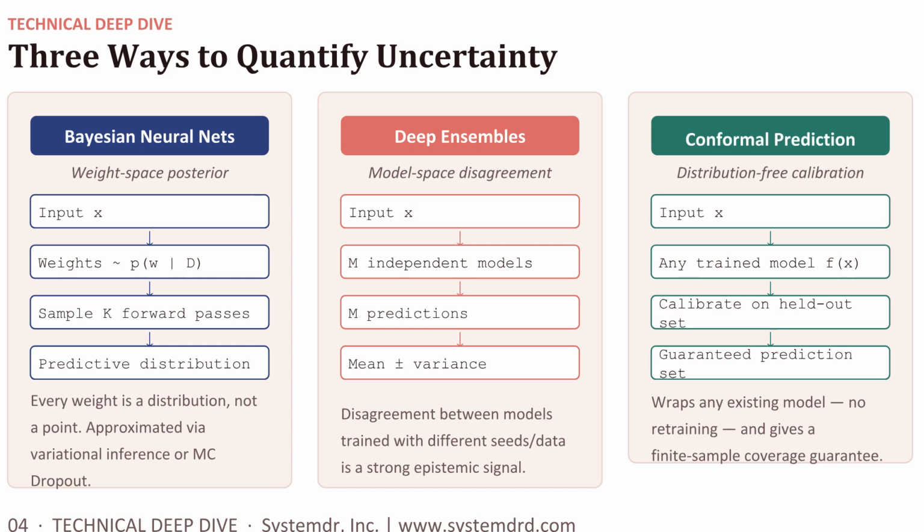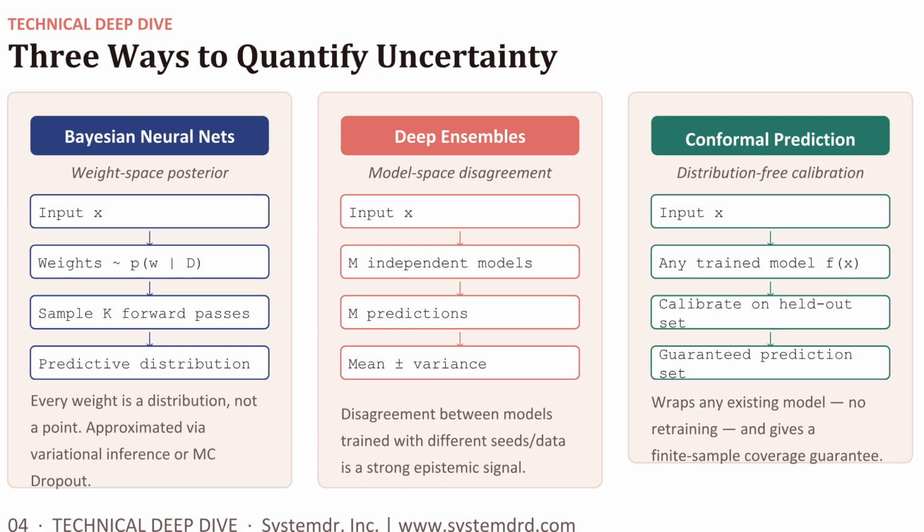Second, deep ensembles. This sidesteps the intractable posterior problem entirely. Train several independently initialized models and treat the disagreement between their predictions as the epistemic signal. Empirically, this is often better calibrated than the Bayesian approximations, at the cost of running that many models at both training and inference time. Third, conformal prediction.